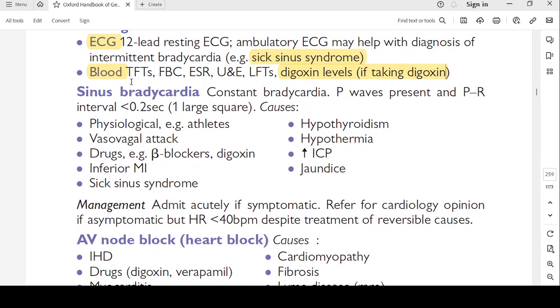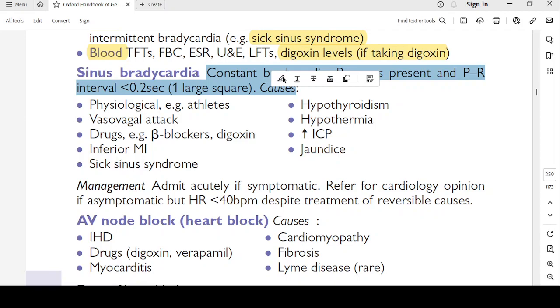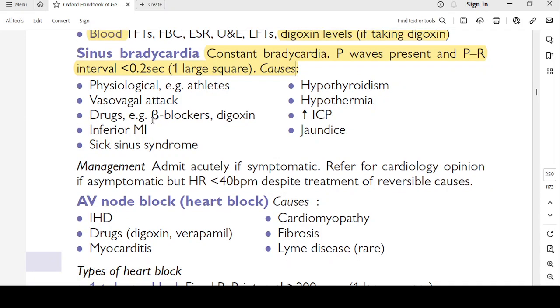Sinus bradycardia. Sinus bradycardia is constant bradycardia. The P waves are present. The PR interval is less than 0.2 seconds, 1 large square. Causes. In this, the ECG is normal, only the rate is less. So physiological cause like in athletes, vasovagal attack, drugs, for example beta blockers or digoxin.